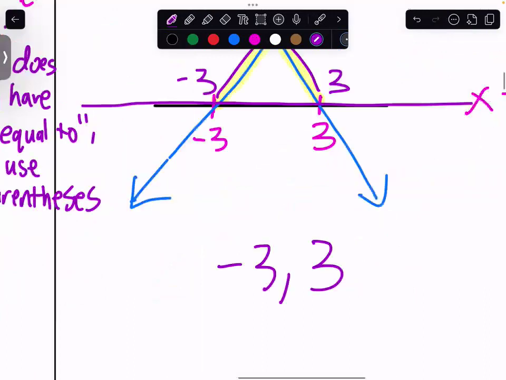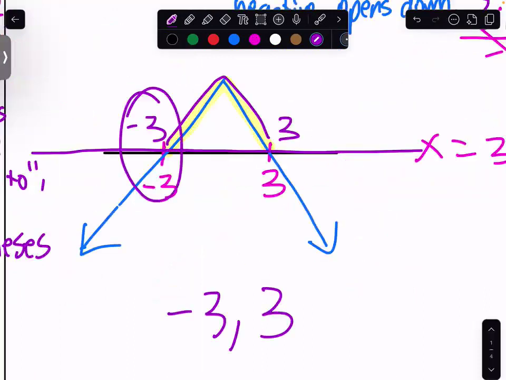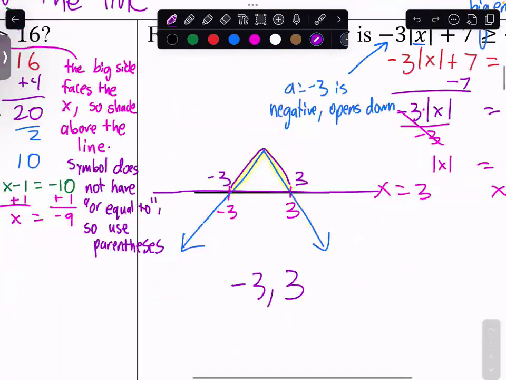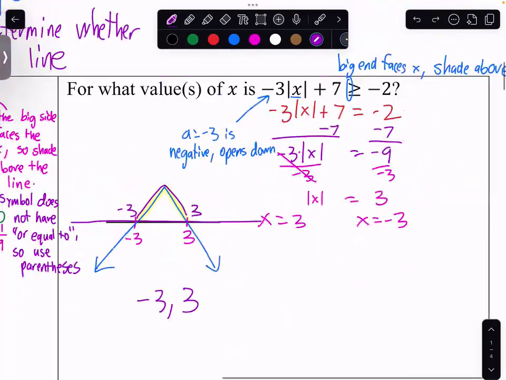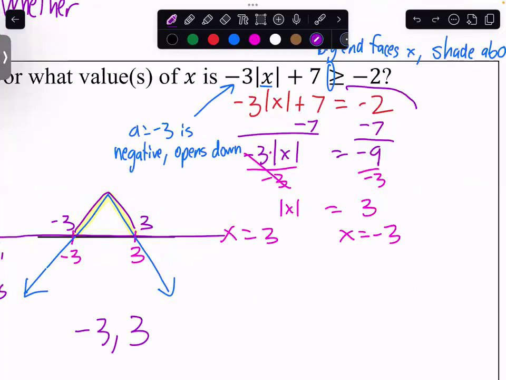Yeah, so you list the starting x value, comma, the ending x value. Okay. And then as Eden said earlier, because this symbol has the or equal to, that means we use brackets.